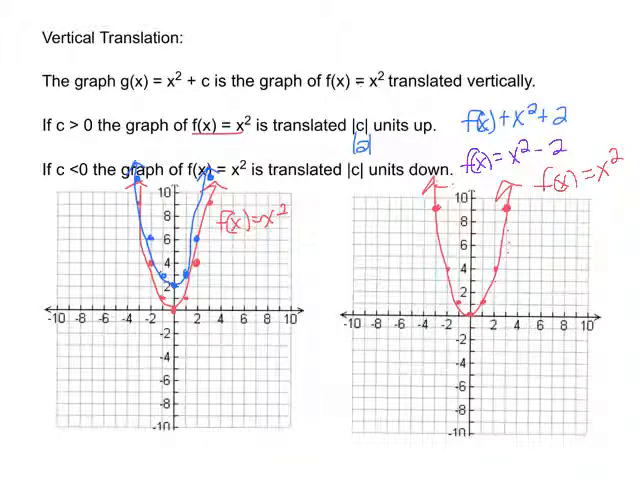In this case, I have the absolute value of negative 2, so that's 2. And since c is less than 0, I'm going to go down 2. So all my points would be moving down 2. I'm just going to move all of my points down 2, and they're still in line, and then I would connect those points. So all I did was translate the graph up and down. I did a vertical translation.